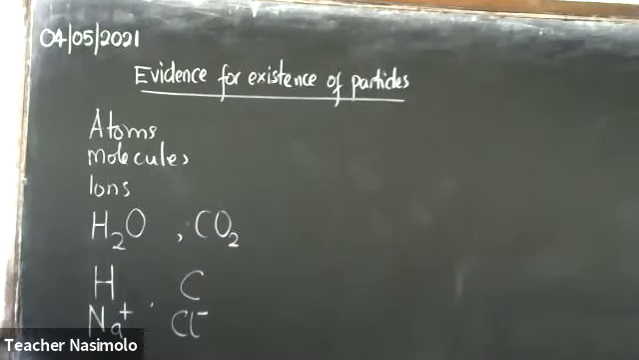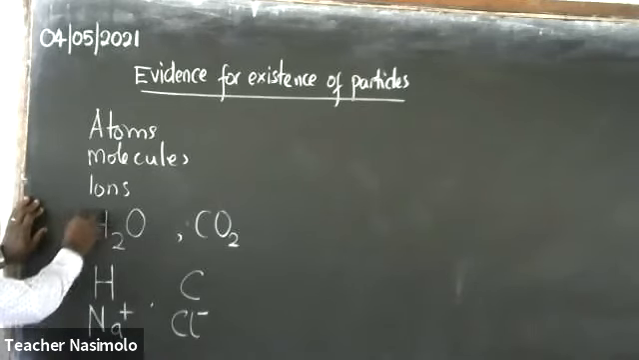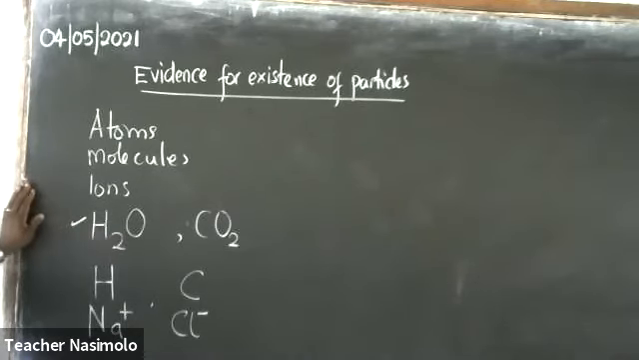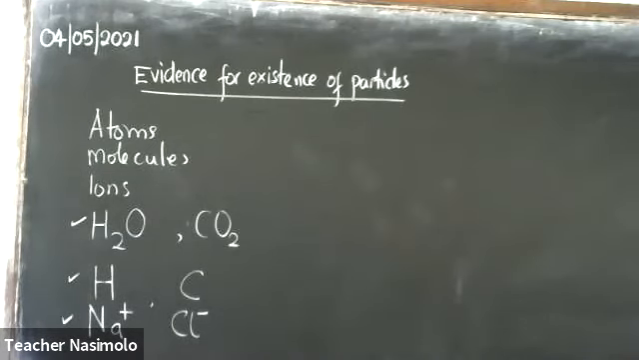So we can have either the molecules like water and carbon dioxide, or we can have atoms like hydrogen and carbon, or we can have ions like sodium ions and chloride ions in sodium chloride. Now these particles are so tiny that you cannot see them using your naked eyes. But we can use simple experiments to show that actually they exist.